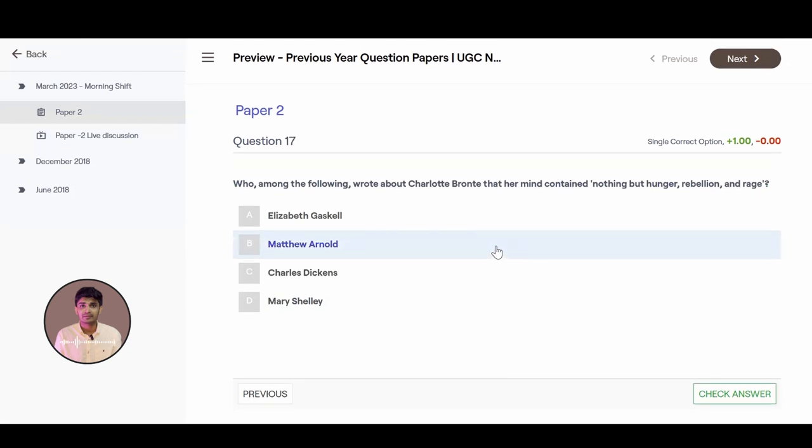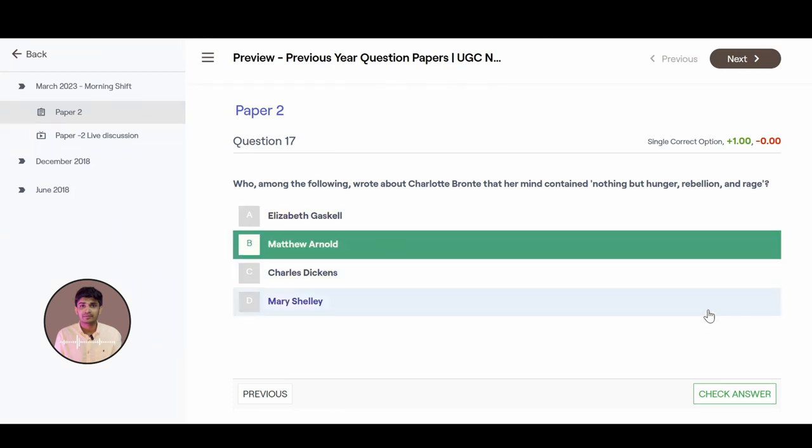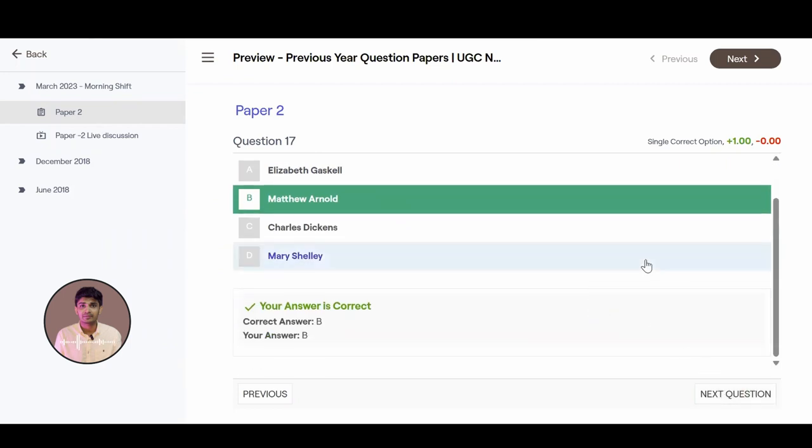Next question. Who among the following wrote about Charlotte Bronte that her mind contained nothing but hunger, rebellion, and rage? Who gave the opinion? Is it Gaskell, Arnold, Dickens, or Shelley? Come on, give me a guess. I'll give you a clue. Not Gaskell. Gaskell is eliminated. I'll give you a clue. He is associated with Culture and Anarchy. B. Okay. B is the answer. Matthew Arnold. Matthew Arnold is the person who said that Charlotte Bronte's work contained nothing but hunger, rebellion, and rage.